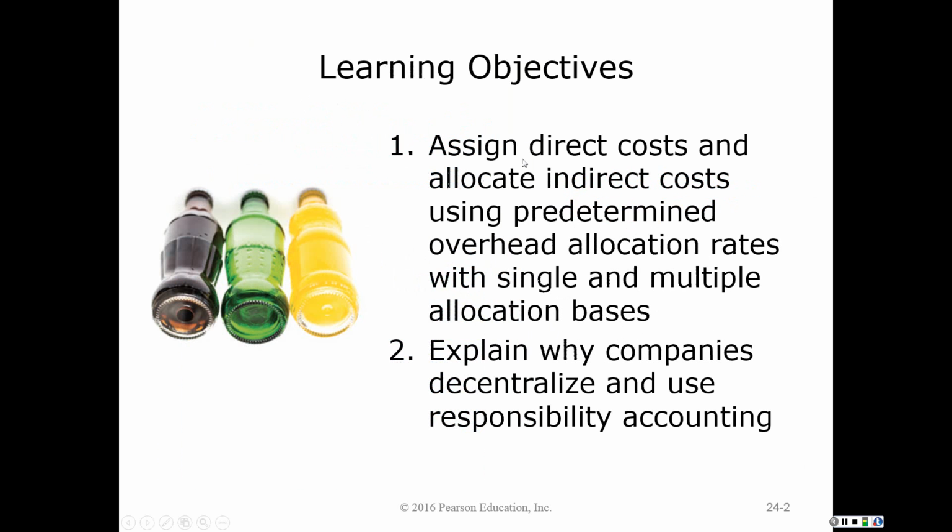So as I said, we're going to look at how we move those direct costs, labor and overhead, directly into production, but also how we can calculate these predetermined overhead allocation rates using either a single or multiple allocation bases. We'll also look at something called decentralization and the use of responsibility accounting in that area.